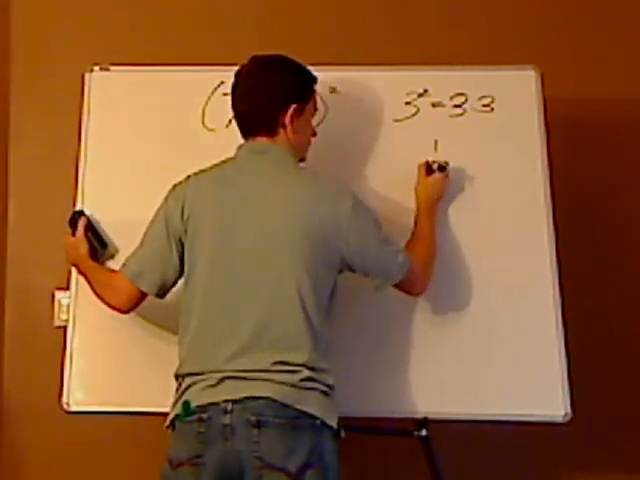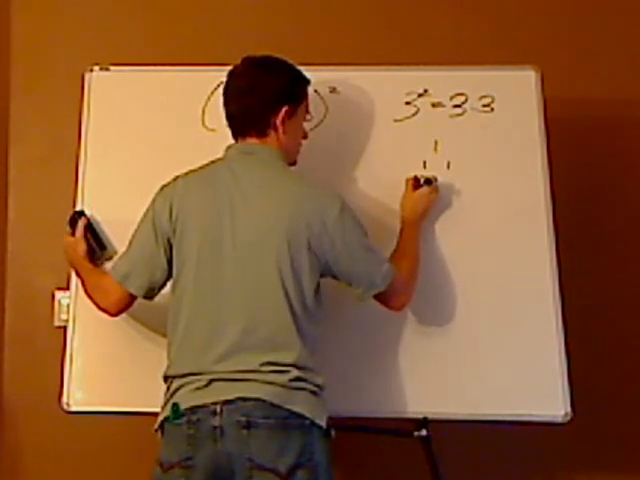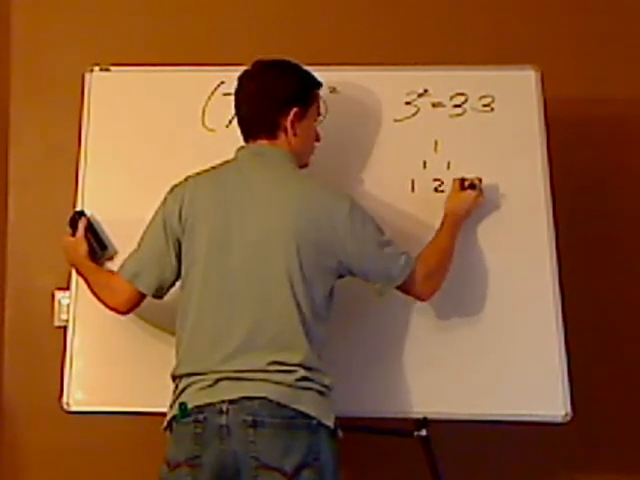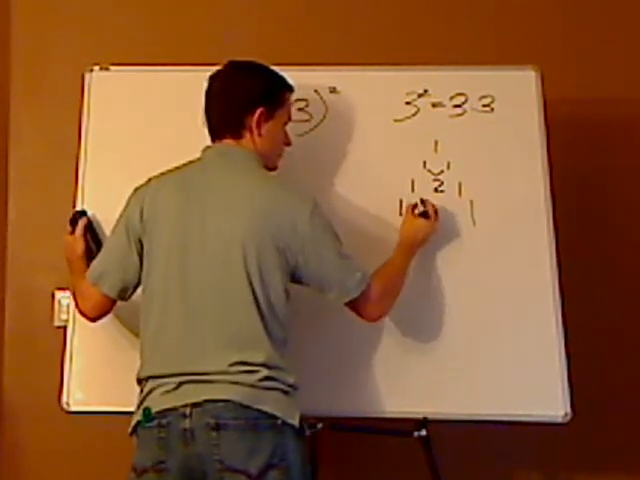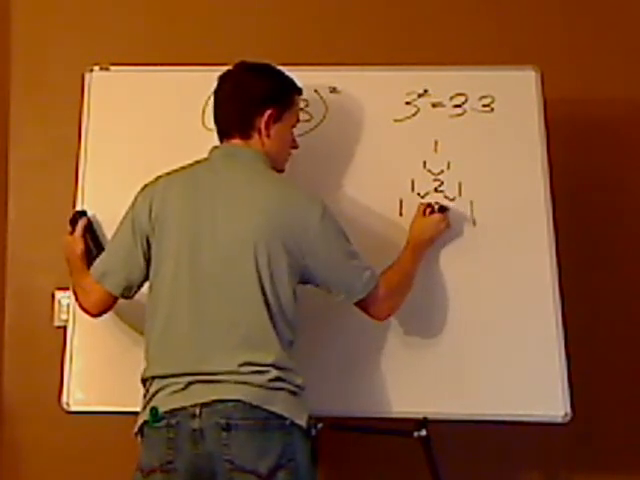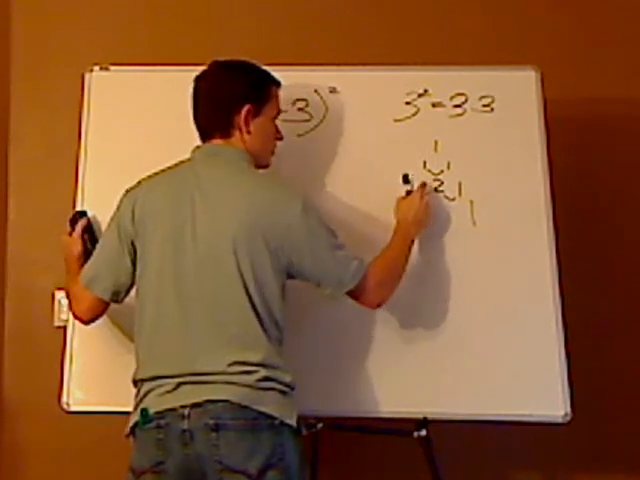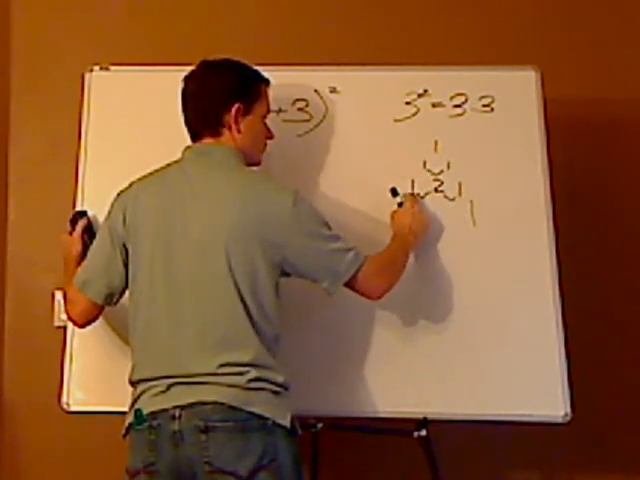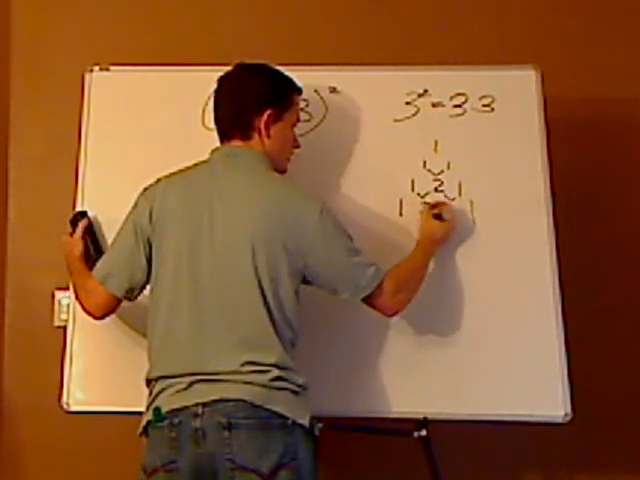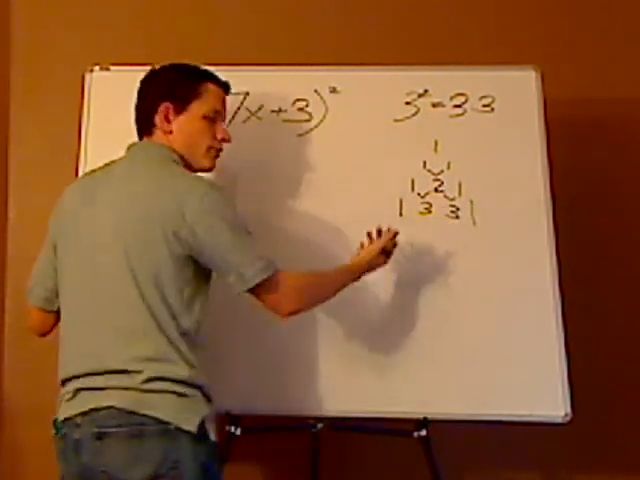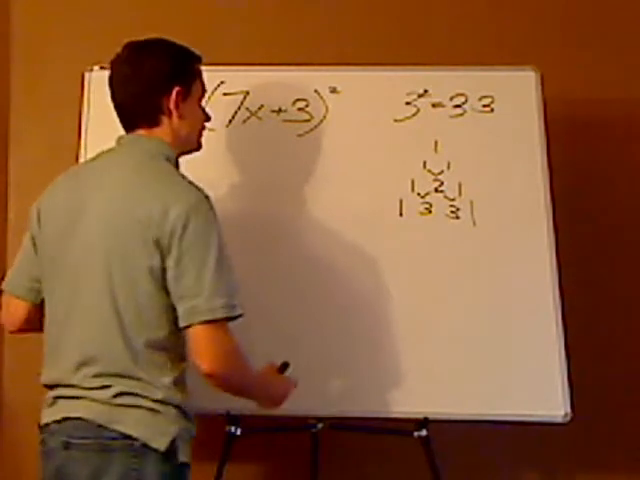You have 1, and then 1, 1, and then 1, 2, 1. The pattern is you just put 1's on the outside, and then to get the inner ones, you just add. So 1 plus 1 is 2. Here is 1 plus 2. This would be 3 and 3. And then the pattern goes all the way down.